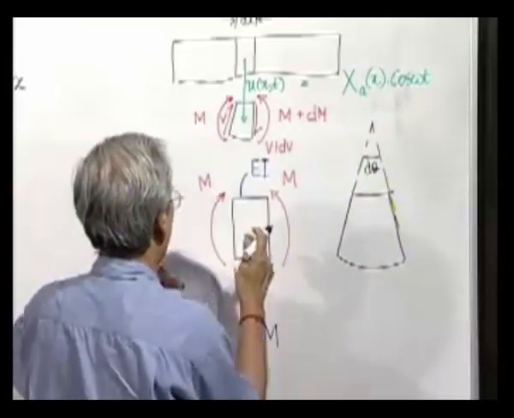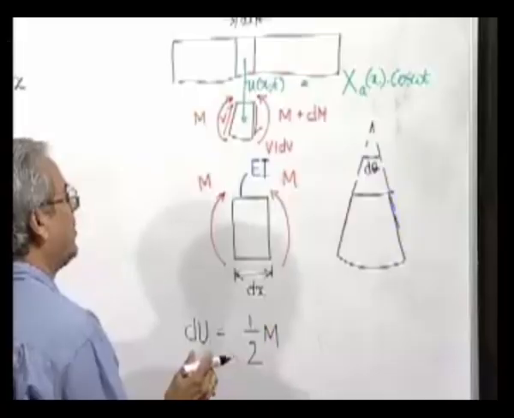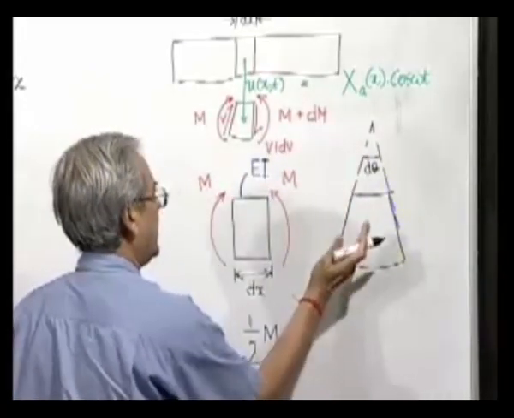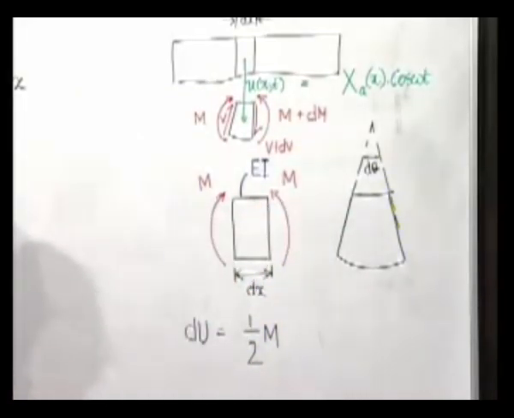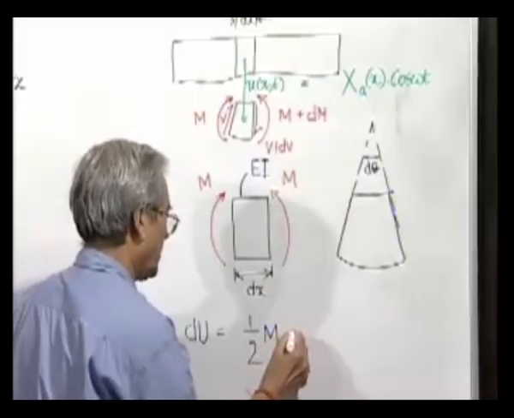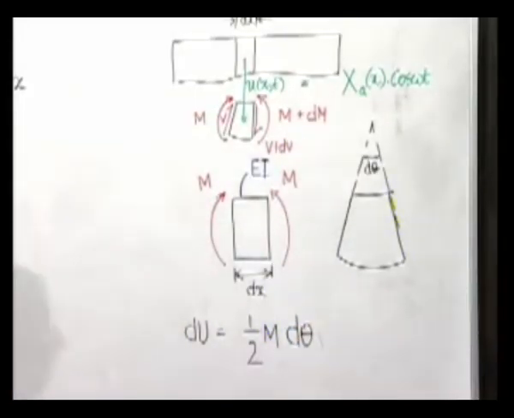So if we fix one end, then the other end is going to rotate by an amount d theta. If we try to match it with this and rotate the other end, the total amount of angular rotation of the end where we are applying the moment is d theta. Therefore, it will be half m d theta. We know that because it is a gradually applied moment, the total work done by this moment will be half into m into d theta.